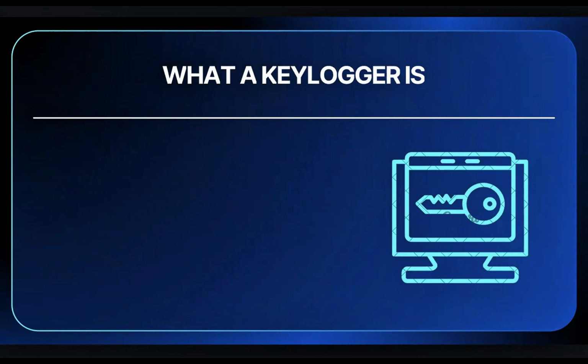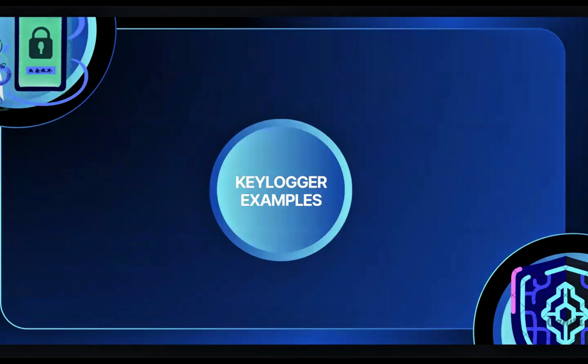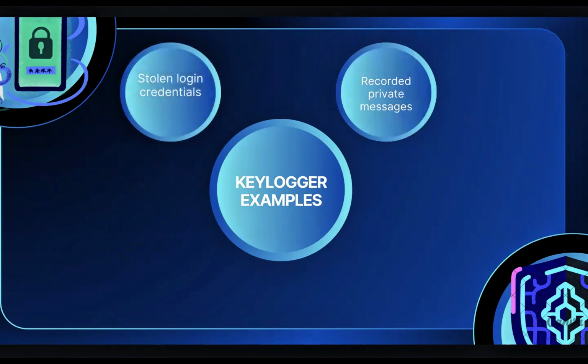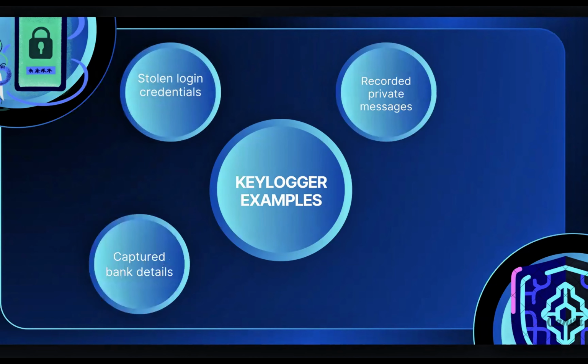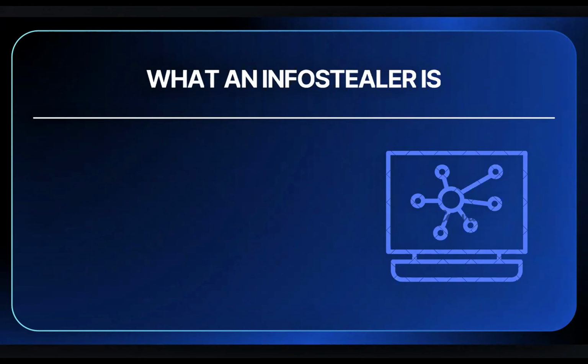The next one we'll look at is a keylogger. And what is a keylogger? A keylogger focuses on capturing everything typed. They record keystrokes entered by users, they capture passwords and messages, they can be software or hardware based, and they are very difficult to notice. Now let's consider a few examples of them. Keyloggers provide direct access to accounts. So examples could be stolen login credentials, recorded private messages, captured bank and payment details, and access to multiple accounts using the same password.